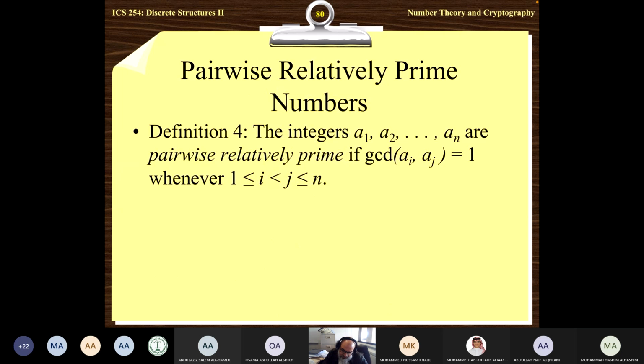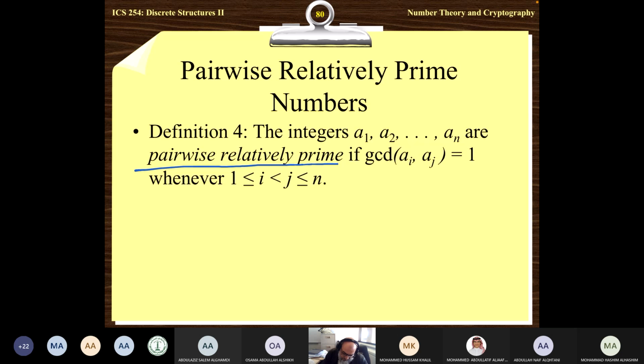Now, the integers A1, A2 up to AN are called pairwise relatively prime if the greatest common divisor between any two of them is equal to 1, where 1 is less than or equal to i, less than j, less than or equal to n. So what does this say? It says if you choose any two different numbers among A1, A2, up to AN such that the greatest common divisor between them is equal to 1, then these numbers are called pairwise relatively prime.